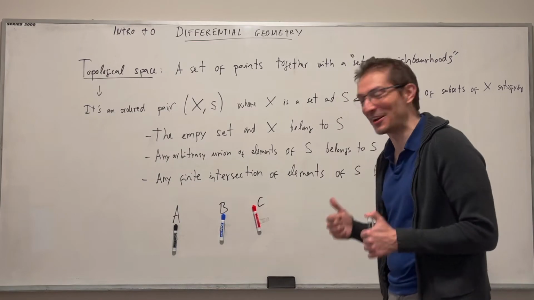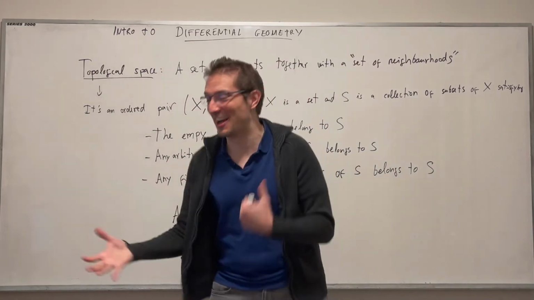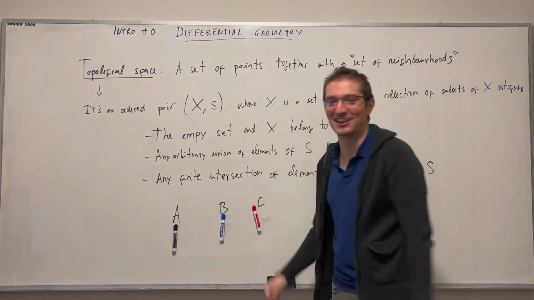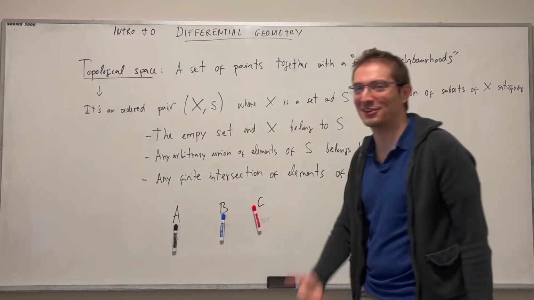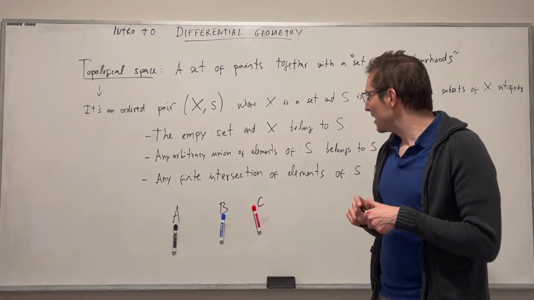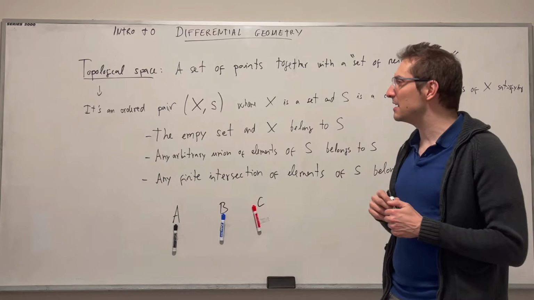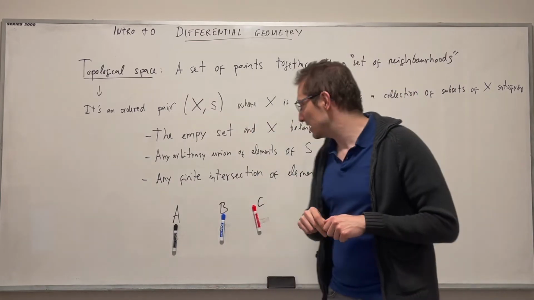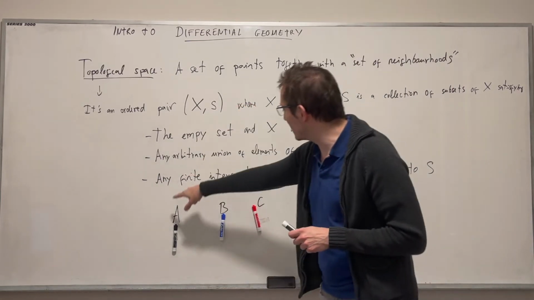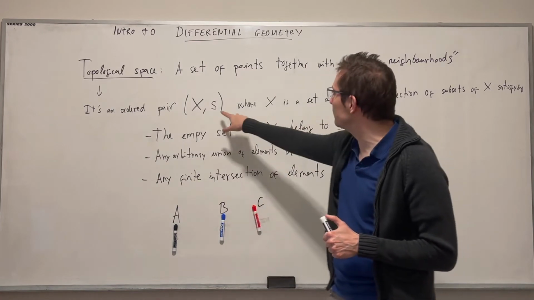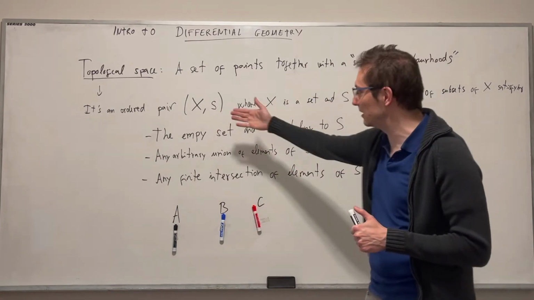These are like pens, markers. I'm gonna give the set of these 3 markers topologies. So the first topology I'm gonna give is what we call the trivial topology. The set X is the set of the 3 pens. I need to define the collection of subsets that satisfy these 3 things.